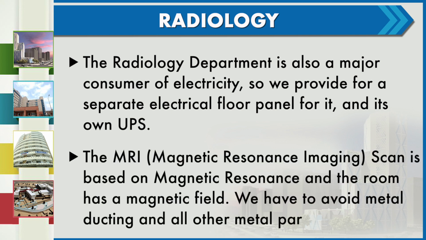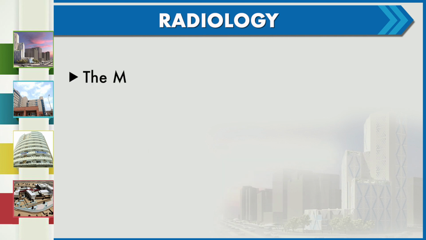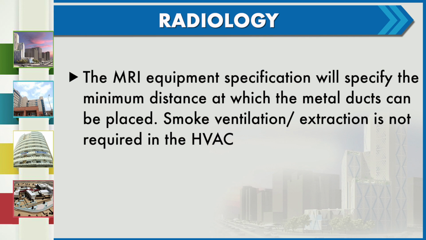The MRI or the magnetic resonance imaging scan is based on magnetic resonance and the room has a magnetic field. We have to avoid metal ducting and all other metal parts. The MRI equipment specifications will specify the minimum distance at which the metal ducts can be placed. In this room, smoke ventilation and extraction is not really required in the HVAC.